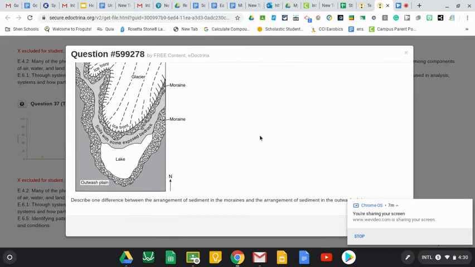Okay, and if you got this question wrong, again, it's showing me you do not know the difference between glacier sediment and river sediment. Glacier sediment is unsorted in the moraines, and outwash plains would be sorted. So you also had to talk about both the moraines and the outwash plains.